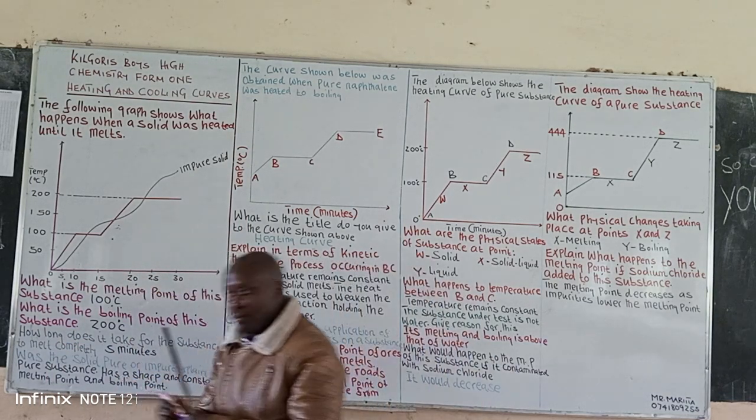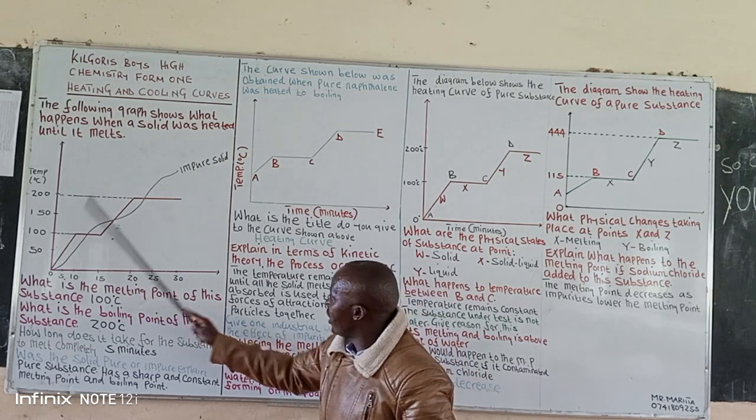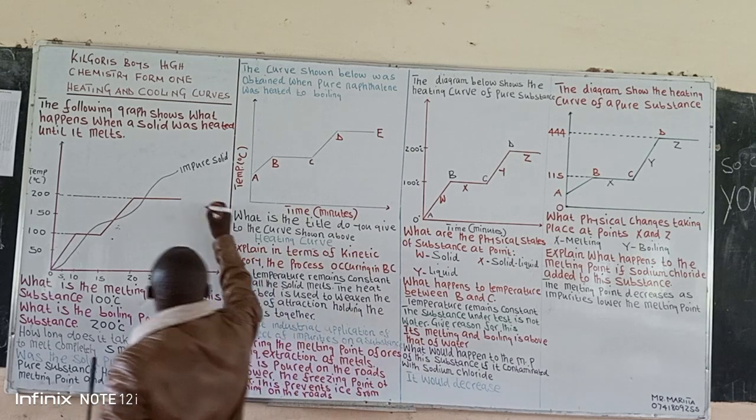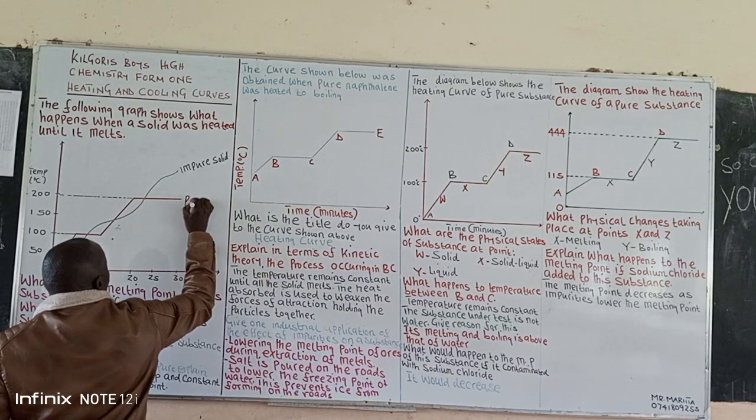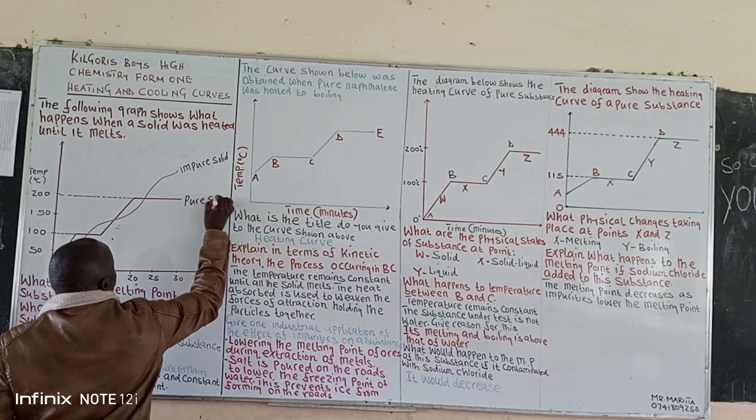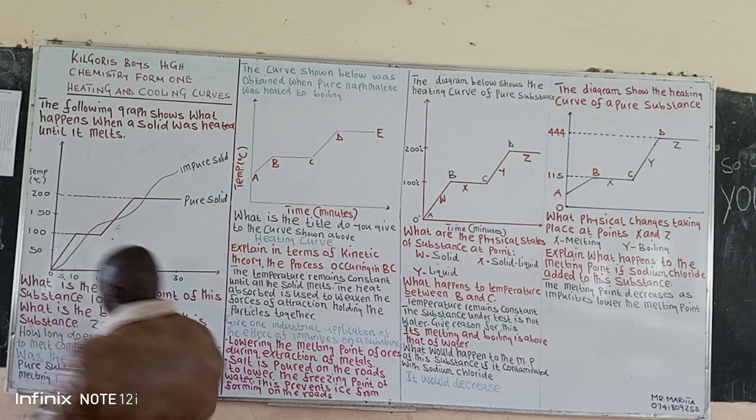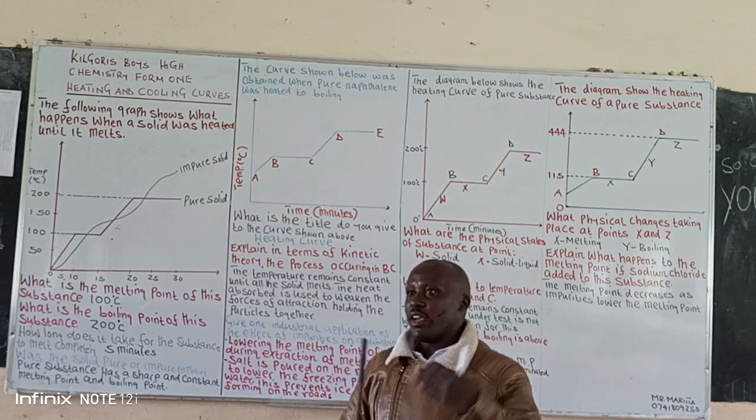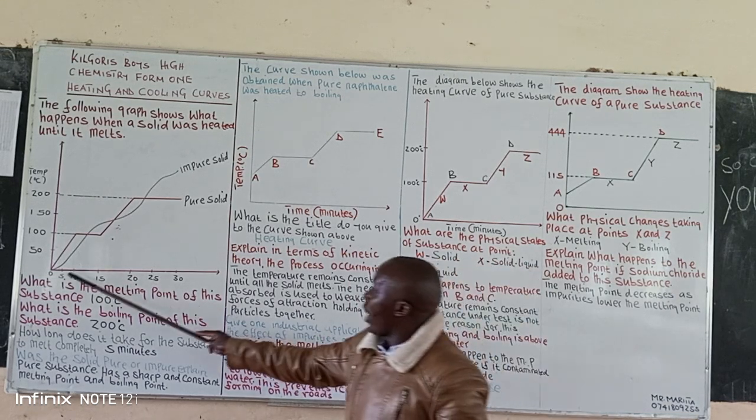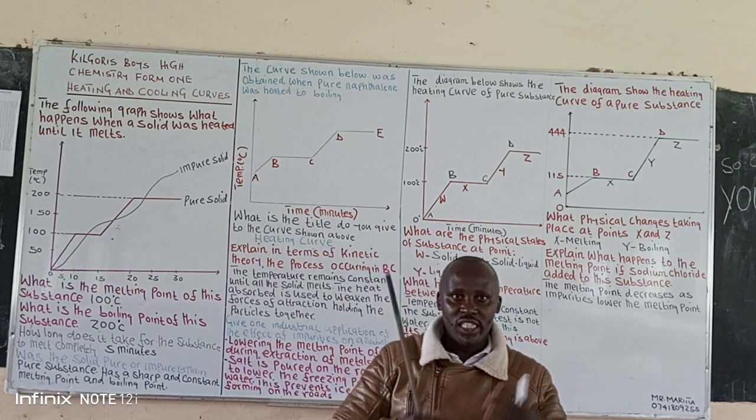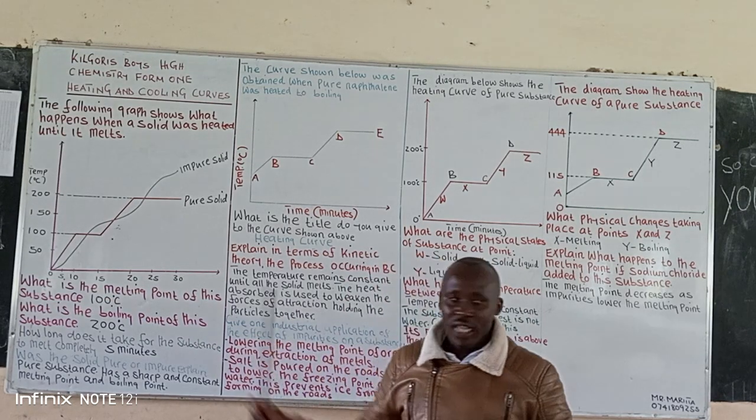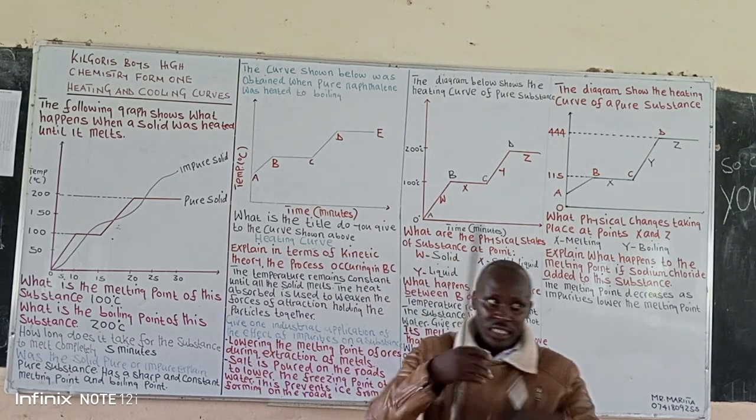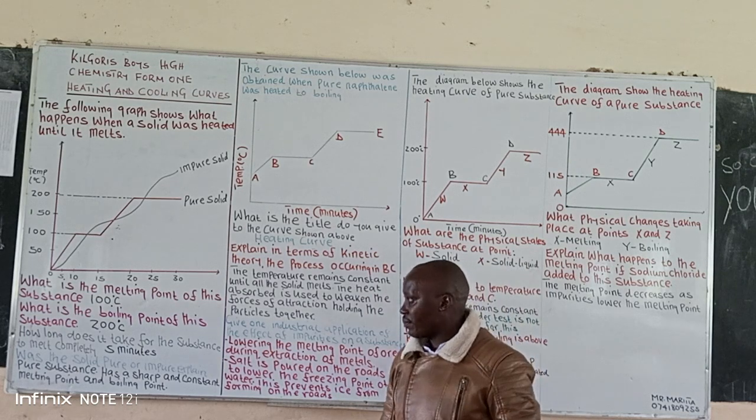Where we have a sharp melting and boiling point like this one, it indicates that the substance is a pure substance. So this one indicates a graph of a pure solid. Sometimes you will be asked to draw a graph of a pure substance. An impure substance normally doesn't have sharp melting and boiling points, whereas a pure substance has sharp melting and boiling points. That is how you can differentiate between the two graphs.